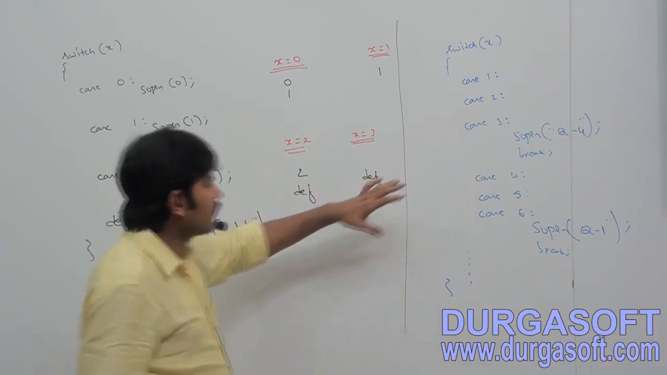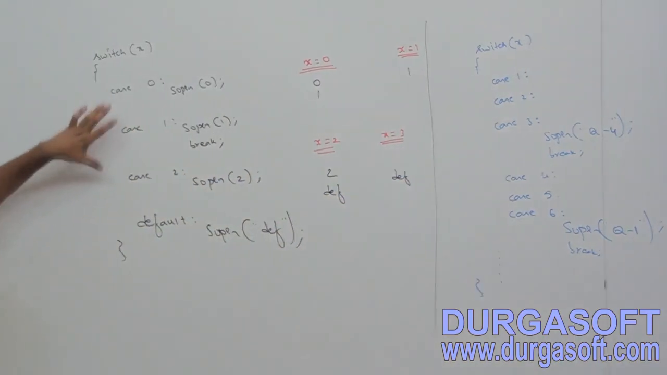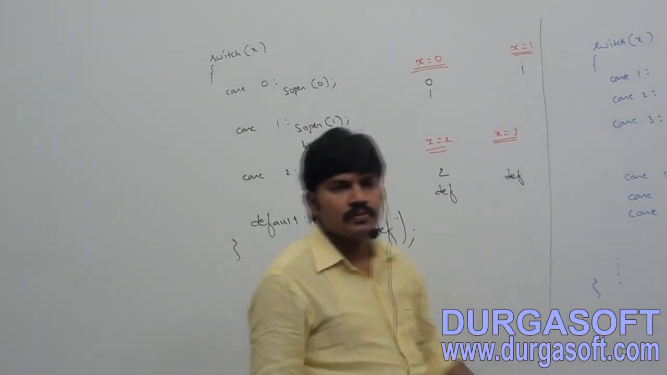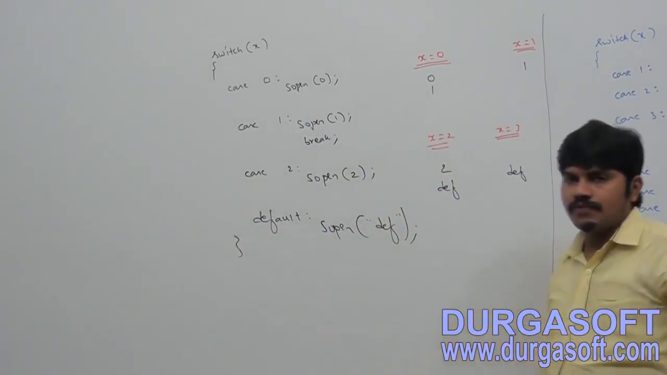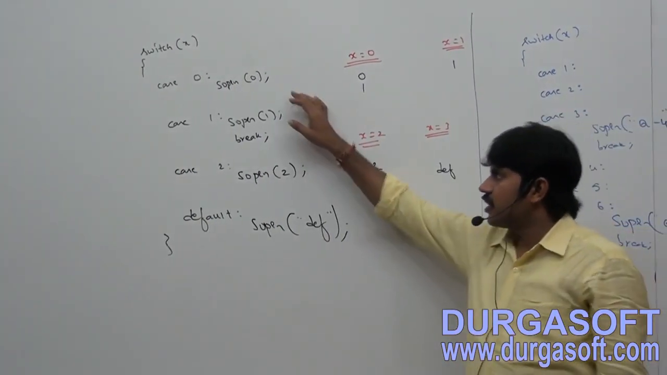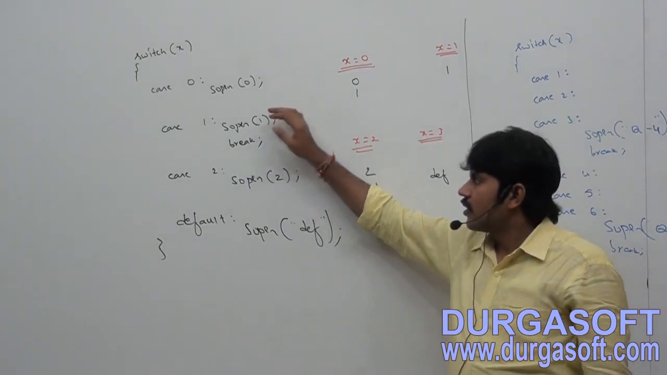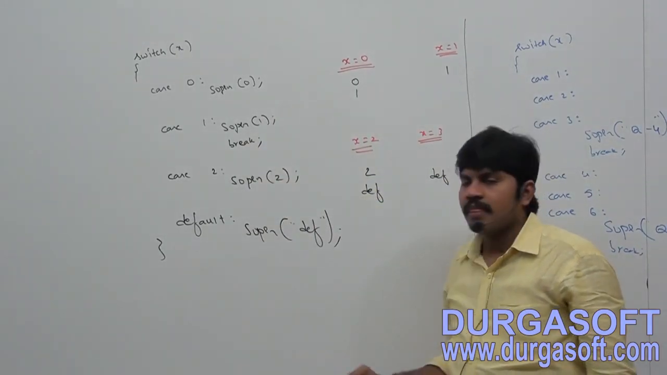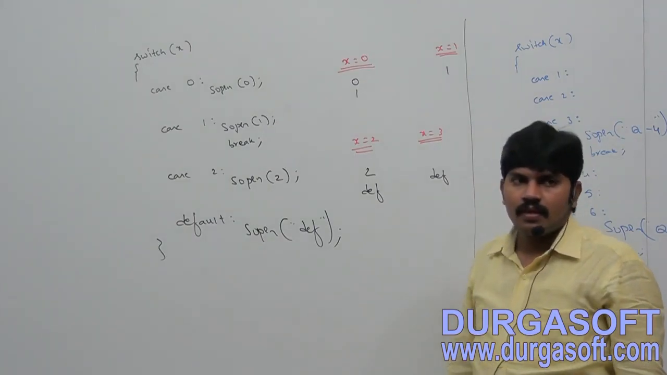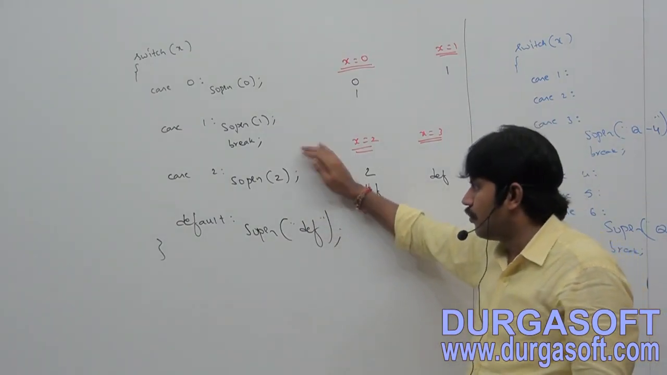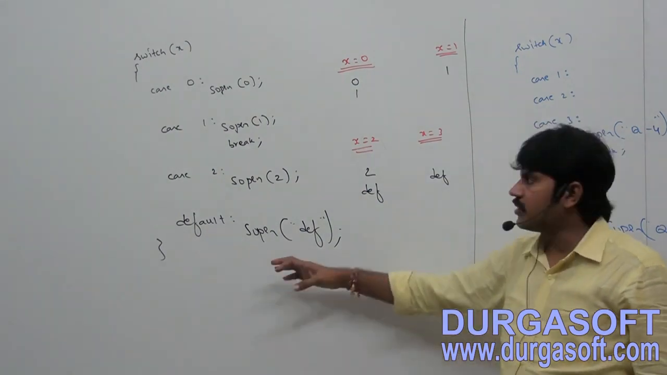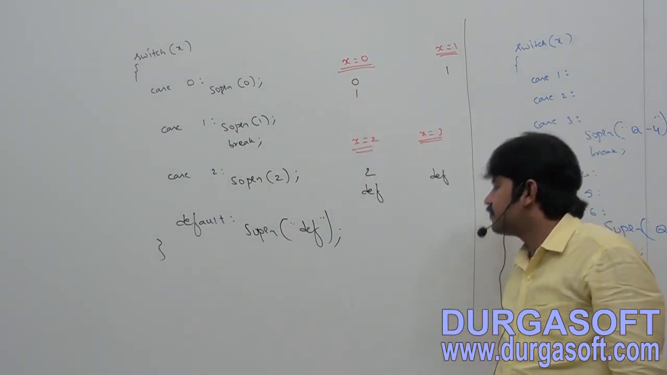Next, after that, take this example, followed by the output also. Switch of X. Case 0, SOP of 0. Case 1, SOP of 1, break. Case 2, SOP of 2, break. Take this example clearly, followed by the output.